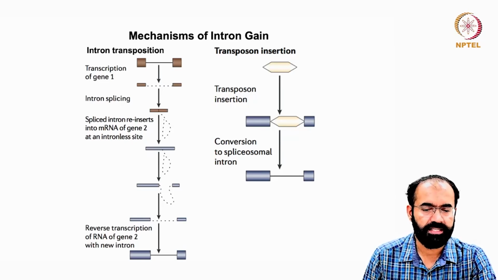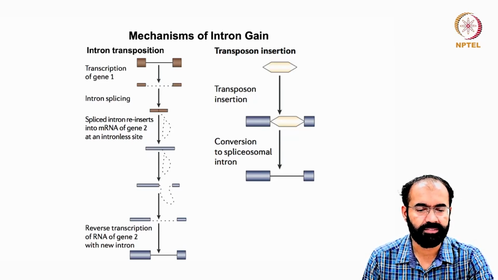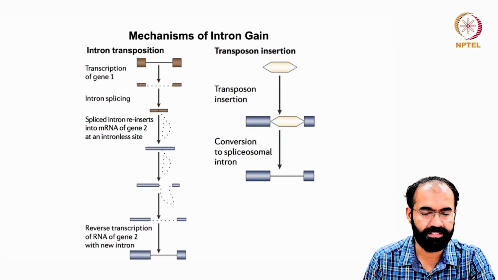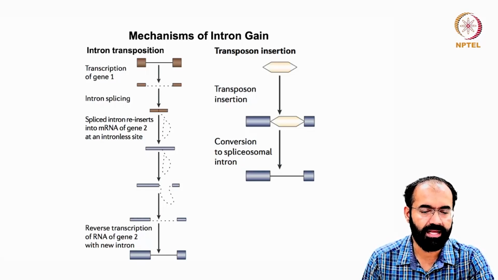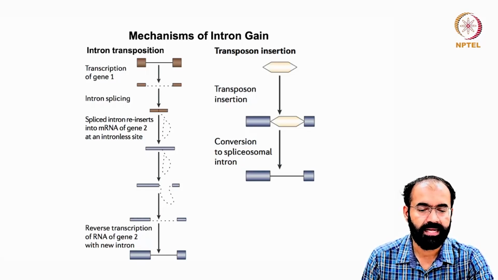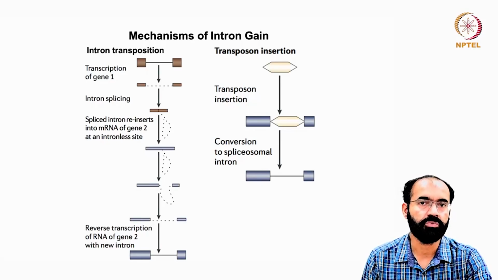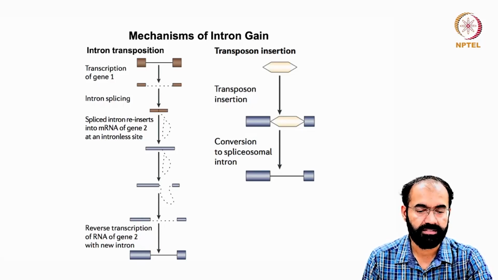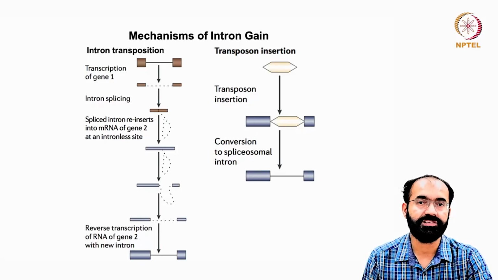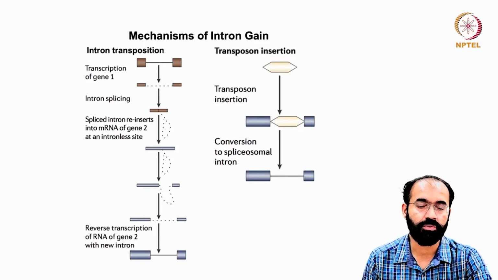So you can see here exon 1, exon 2, and the transcription takes place and introns get removed in the process of splicing, and the spliced intron reinserts into mRNA of a gene 2 in an intron-less site. So you have an intron that is removed from a given gene and it is freely moving in the cytoplasm, and it can access into the nucleus and it can facilitate itself into recombination into elsewhere into an intron-less gene.